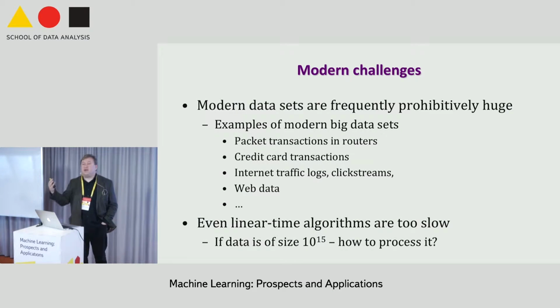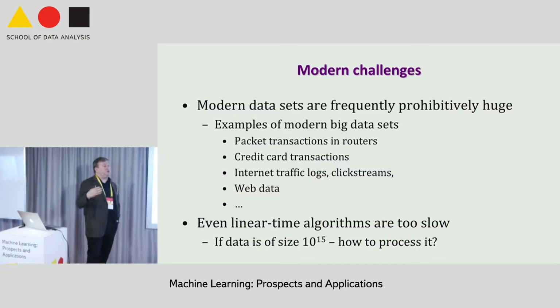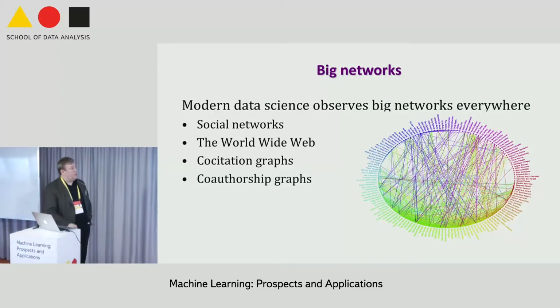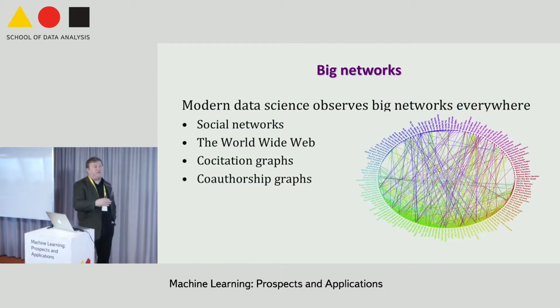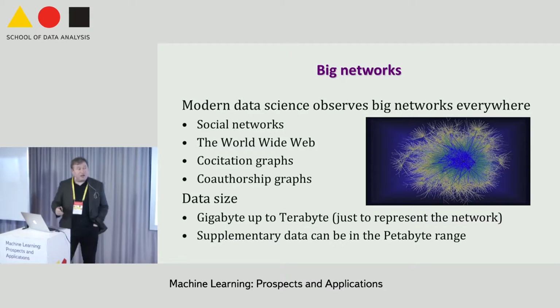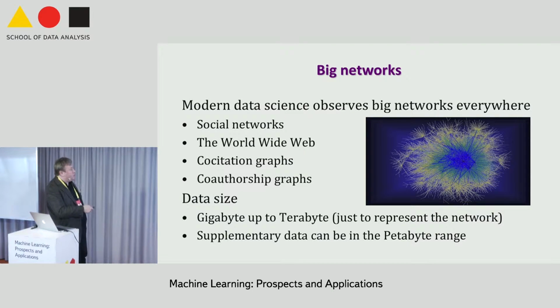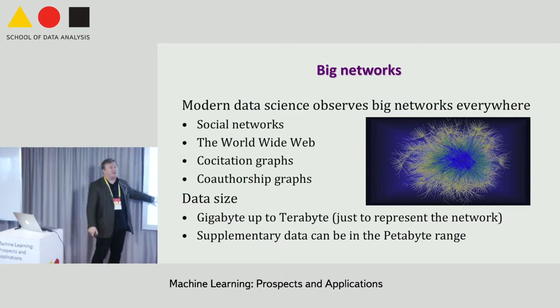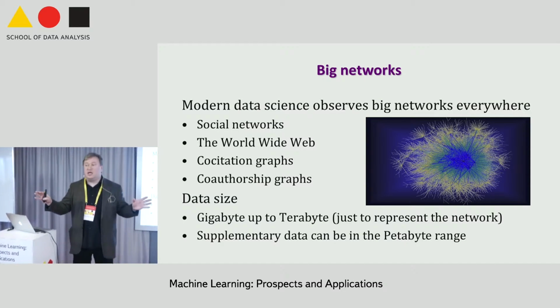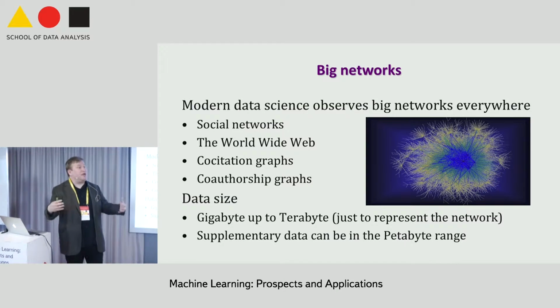If right now we have data of size 2 to the 15, the question of how to process this is different from the classical questions that people have been studying in computer science. Modern data science observes big networks everywhere, and this is what I would like to think about in this talk. Here are some examples: social networks, the World Wide Web, citation graphs. The sizes of these graphs are big. I believe that big companies like Google and Yandex are trying to analyze them, but even we on our laptops would like to process this data.